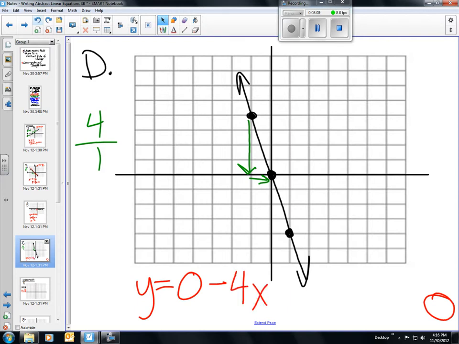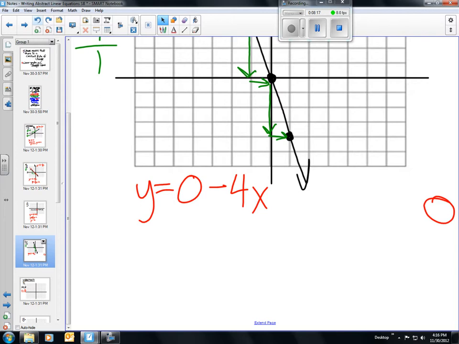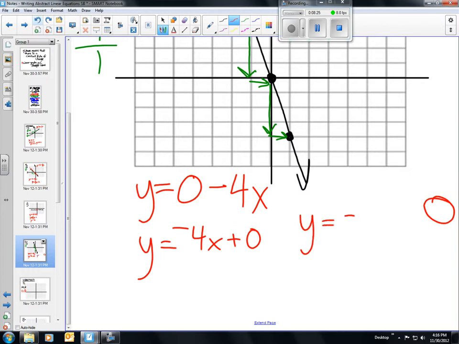And then you can also check that with this dot here. So you go down 4, right 1. So it's the same slope. And we can also write this equation as y equals negative 4x plus 0. Or we can even write y equals negative 4x, because we don't need the 0 there. That 0 doesn't give us anything. So all 3 of these equations would work.